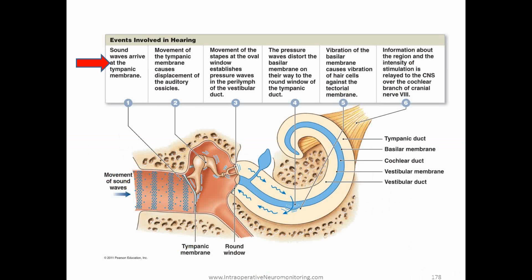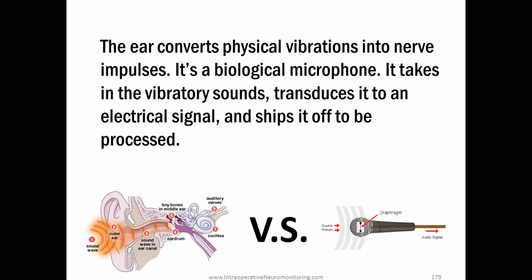So the events involved in hearing. The first event is a sound wave arrives at the tympanic membrane, and it causes it to vibrate. The ear converts physical vibration into nerve impulses. It's a biological microphone. It takes this vibratory sound, transduces it into an electrical signal, and shifts it out to be processed.